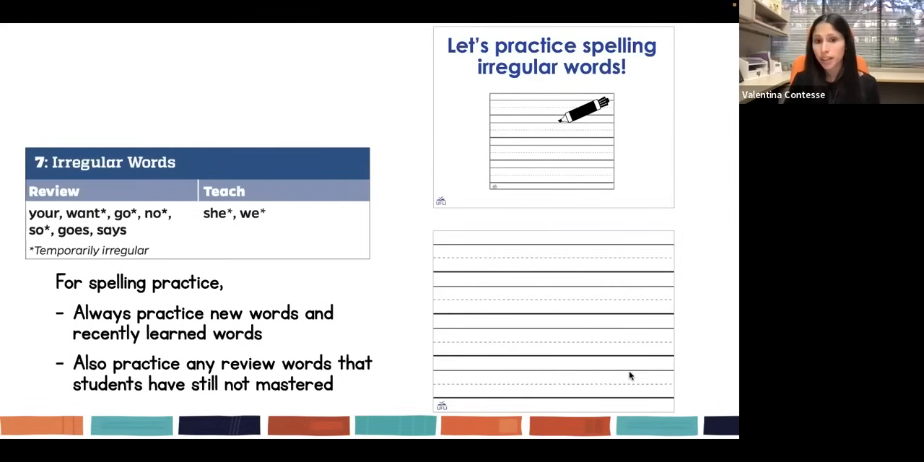So this is a part that requires your progress monitoring of your students to know which words they need additional practice spelling with. For example, the word "want" in my class in first grade, students always spelled this with a U for a long time. And so this would be a word that I would choose to continue reviewing because it just took my students longer to master it.